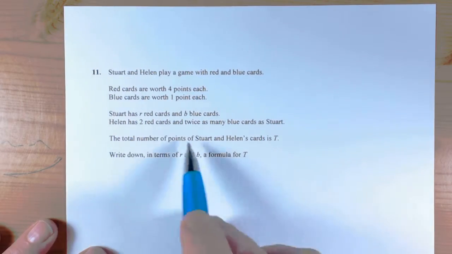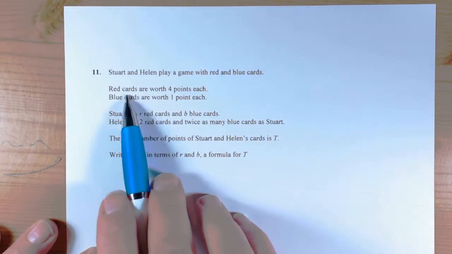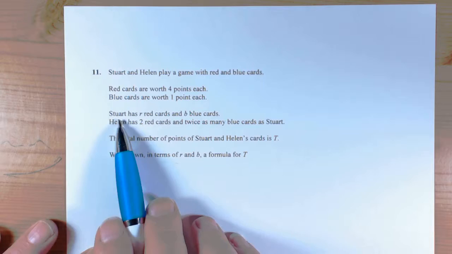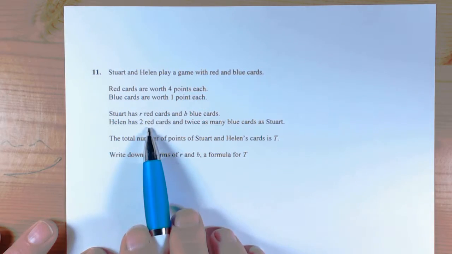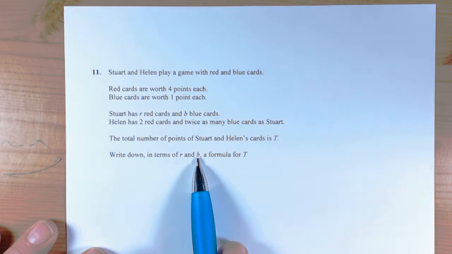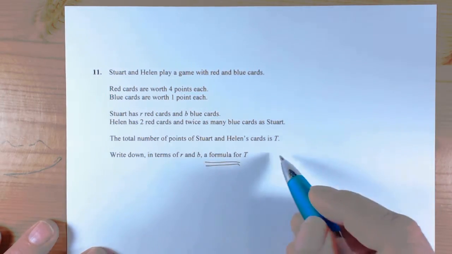So here we've got a question that's involving lots of information, and we can see that it's about a game. Some red cards are worth 4 points, blue cards are worth 1 point. Stuart and Helen are playing the game, and we've got to write down in terms of R and B a formula for T. Right, so there's our trigger. It's about a formula for T.